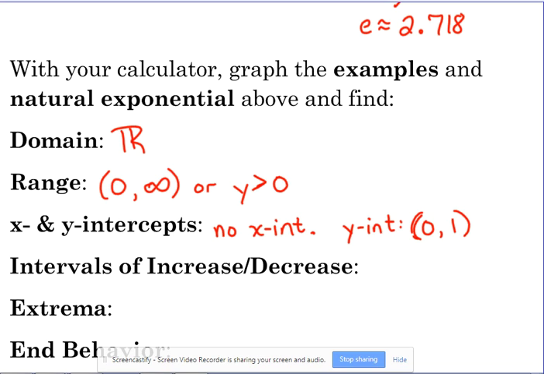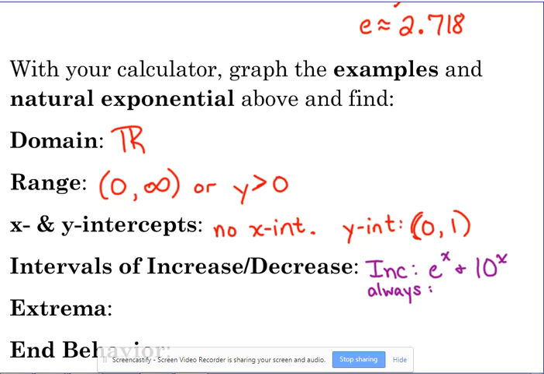Okay. Now, when we get to intervals of increase and decrease, we kind of split this into 2 sets. Okay, 2 of them are always increasing, 2 of them are always decreasing. So which ones are always increasing? Which 2 of these functions were always increasing? e to the x and 10 to the x. Okay, e to the x and 10 to the x were always increasing.